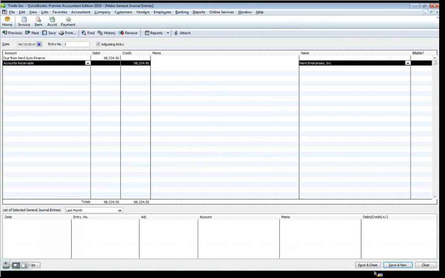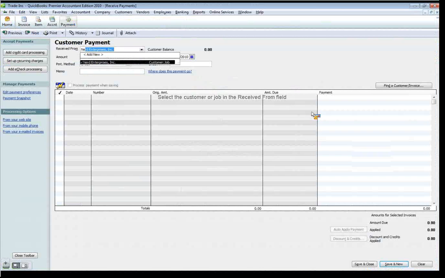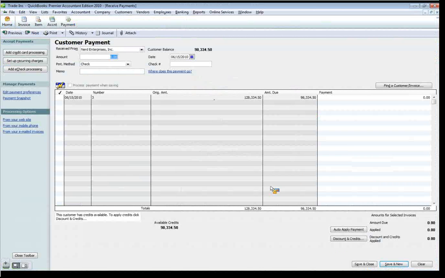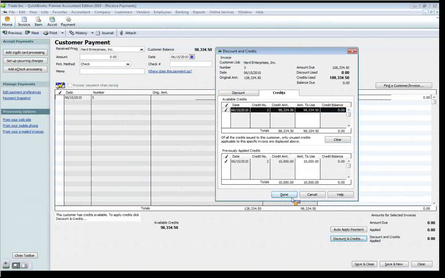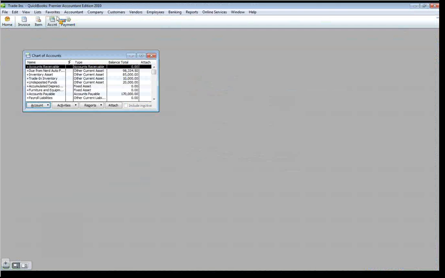Save and close. Now, once again, we've got the credit that needs to be applied. Enterprises, discounts and credits. Check it off. Done. Everything matches. Save and close. No more accounts receivable. Take a quick look at our chart of accounts now.